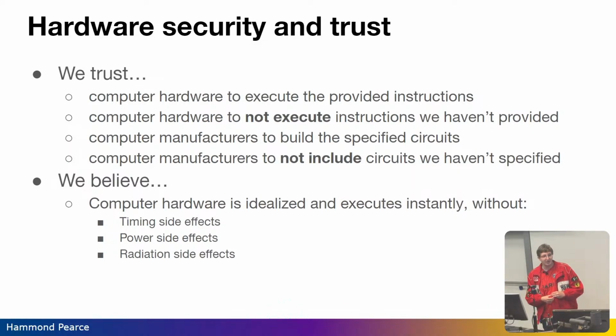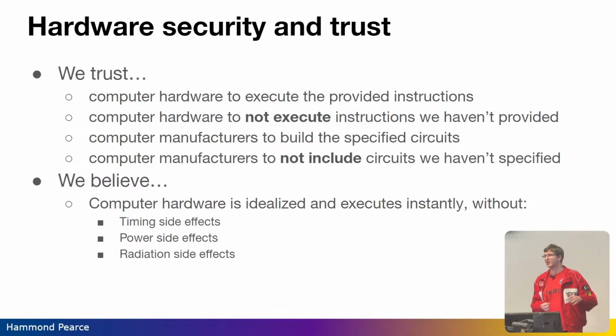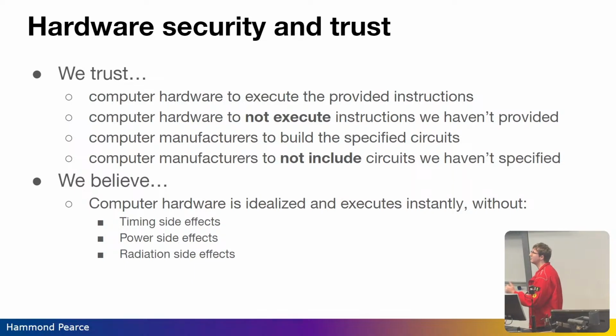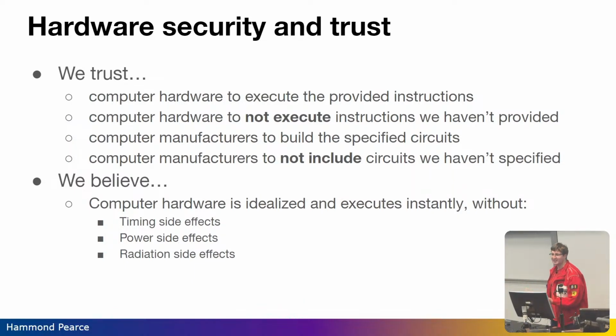So in order to achieve that, in order to have the hardware that executes the provided instructions and not other instructions or mystery instructions, when we give our circuit, given that computers are made up of circuits, to computer manufacturers, we kind of want them to build the circuit we're intending for them to build, right? That seems like a reasonable thing.